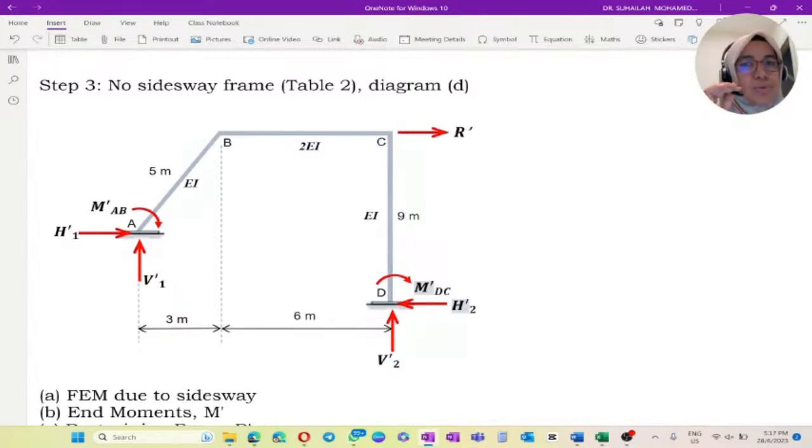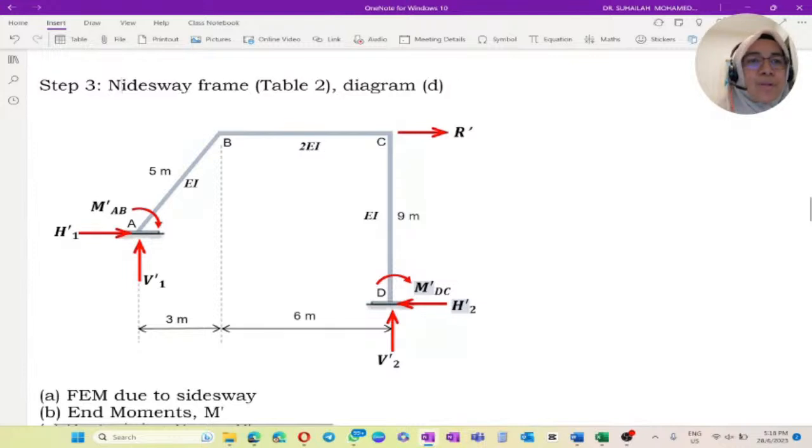Okay, so this is the continuation to my previous video. We discuss the frame with side sway analysis. Now it is under step 3B. For step number 3, actually we will do the side sway frame.